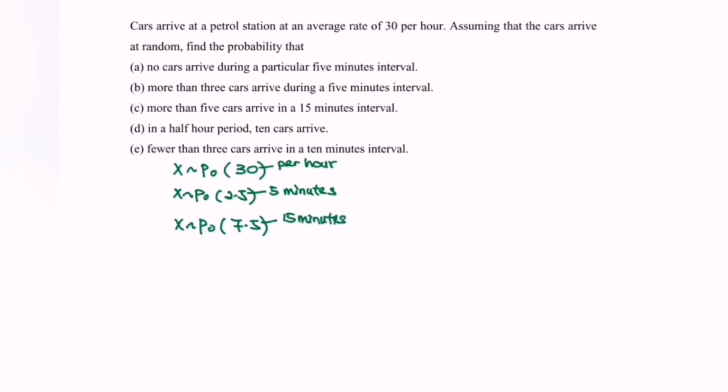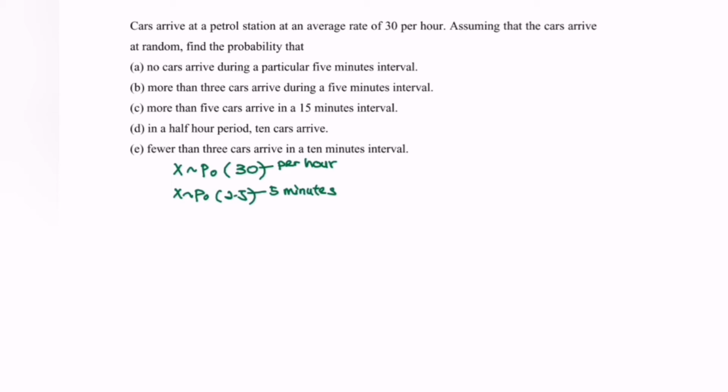Next, referring to the question, the probability that X is more than 5, so greater than 5. Since this is a discrete situation, we have to modify the question: X must be greater than or equal to 6. By referring to the Poisson distribution table, the probability that X is greater than 5 is equal to 0.7586.